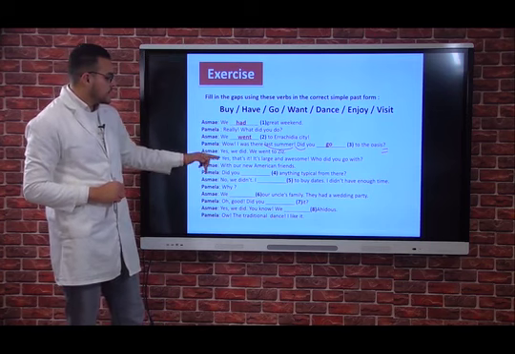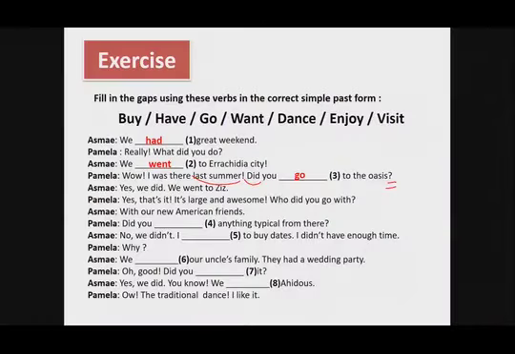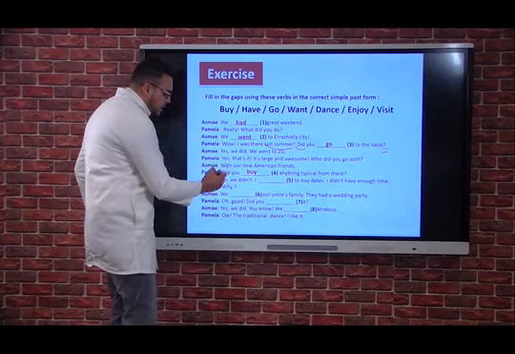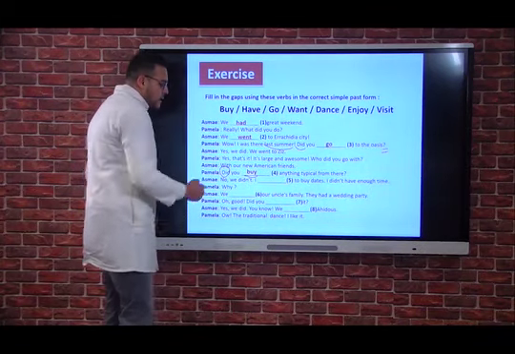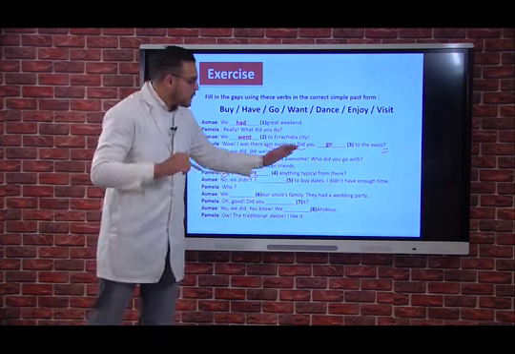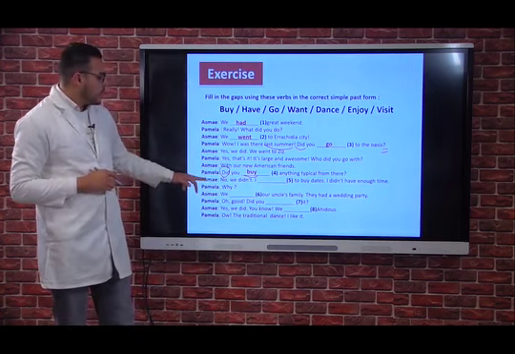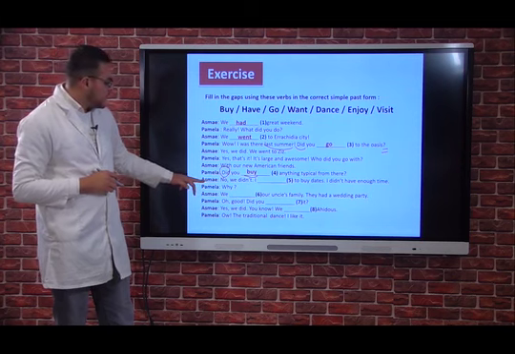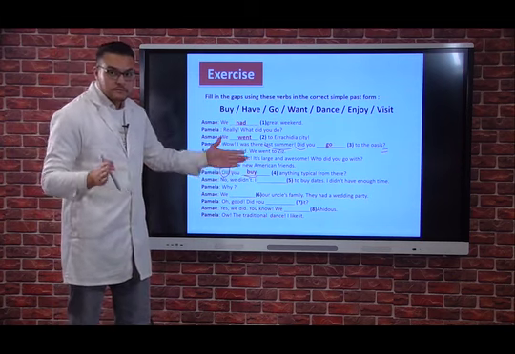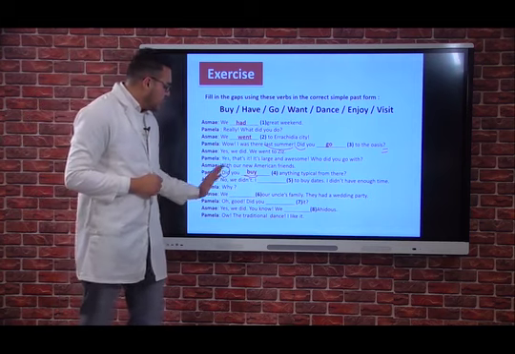Pamela: Yes, that's it. It's large and awesome. Who did you go with? Asma: With our new American friends. Pamela: Did you buy? It's another question here with the verb to buy. Did you buy anything typical from there? No, she responded and she said, no, we didn't. Short answer, negative form. No, we didn't.